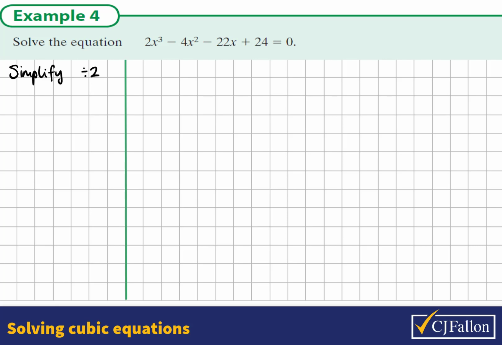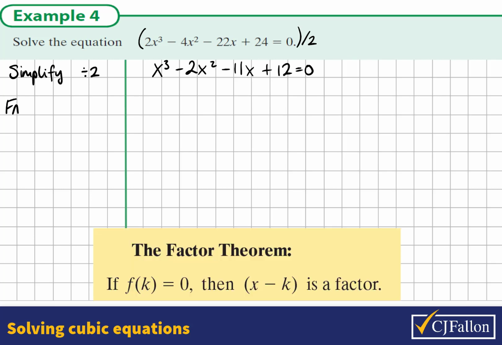This creates a different equation, but it's an equation with the same roots as the given equation. So dividing each term by 2, we'll get x cubed minus 2x squared minus 11x plus 12 equals 0. So this is the equation that I'm going to solve. We're going to use the factor theorem.